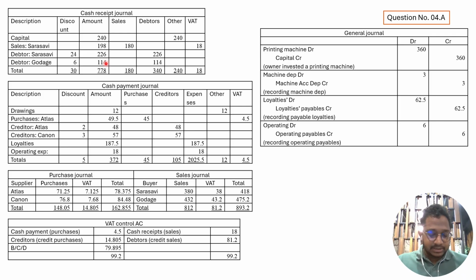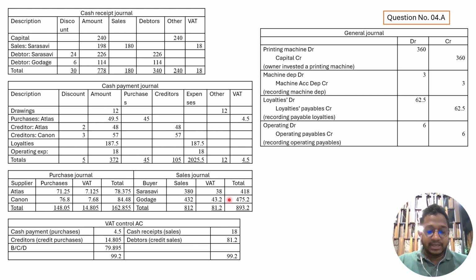And the credit sales, 2,000 into 200, 400,000 is your gross amount. From that you have to exclude the VAT 5%. So before VAT, the credit sales is 380. To that, you should add 10% VAT, and your total should be 418.